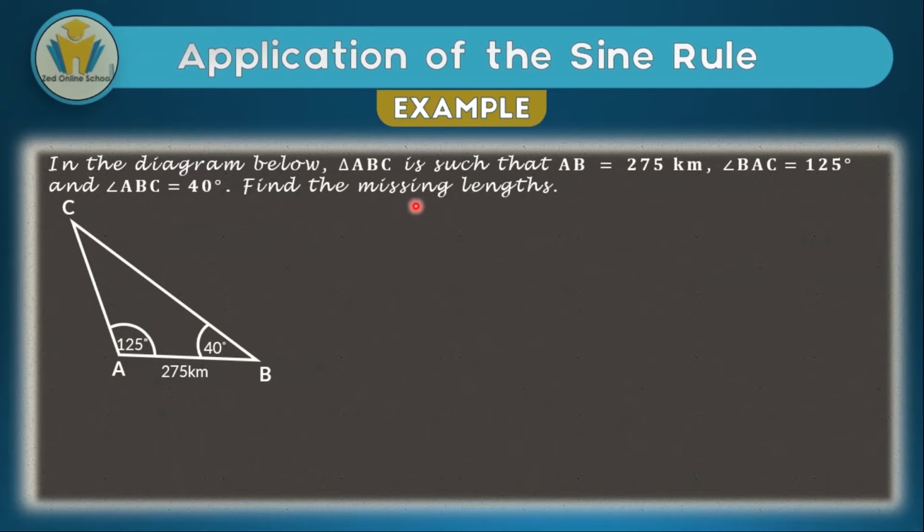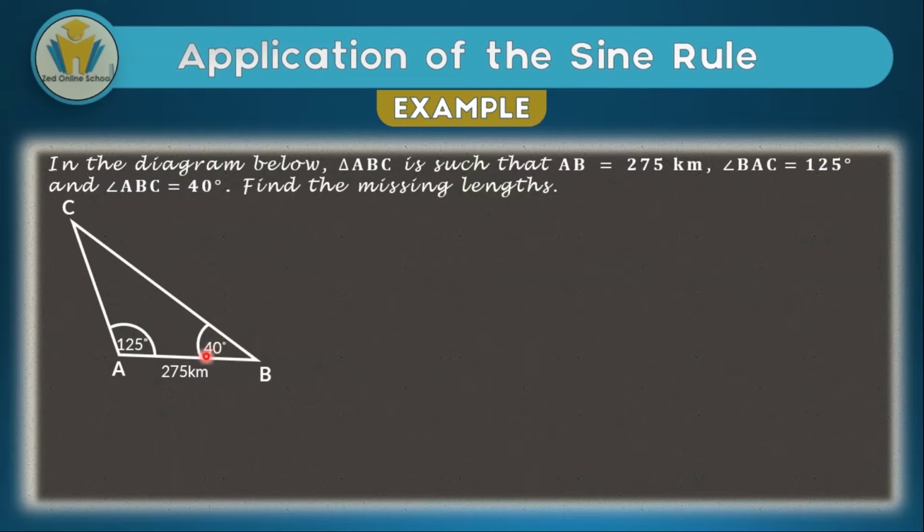Since we've been asked to find missing lengths, the length BC and the length AC, for us to be able to use the sine rule, we need one complete ratio, and then we use that complete ratio to find a way of completing the other ratio. Now, if we look at this question, we don't have any complete ratio. By complete ratio, I mean we should have an angle and its opposite side.